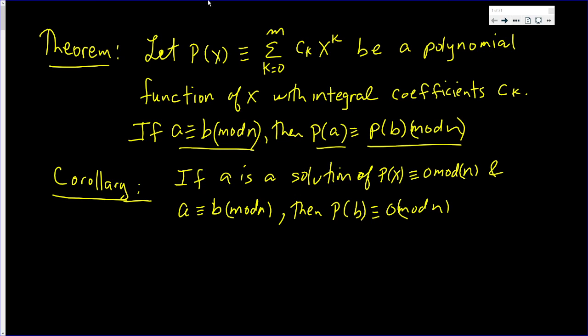Does it work the other way? Then the corollary goes on to say, if a is a solution of p of x congruent to 0 mod n, and b is also congruent to a mod n, then p of b is also 0 mod n as well.